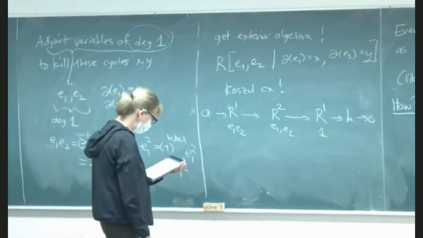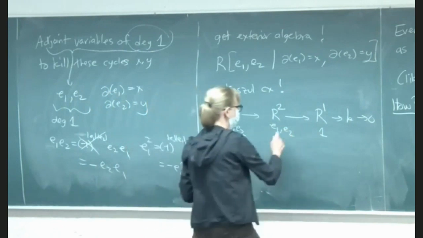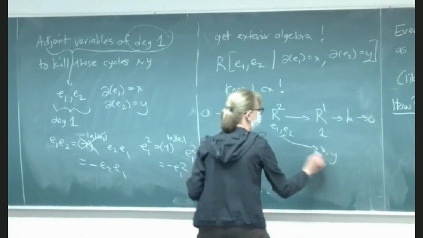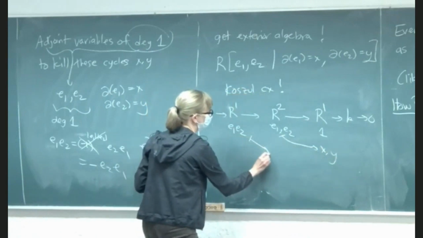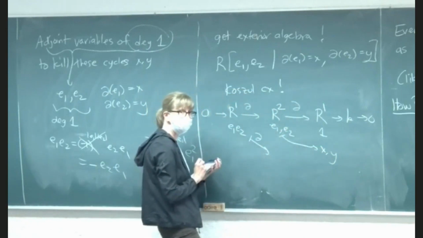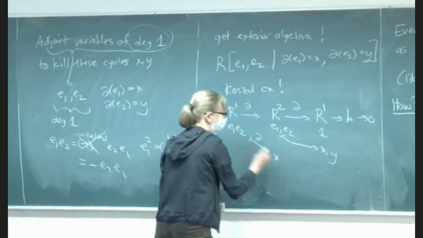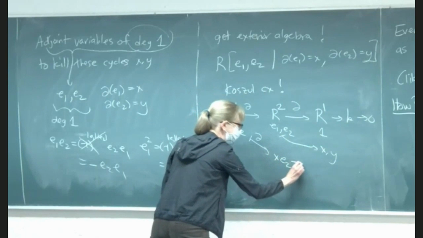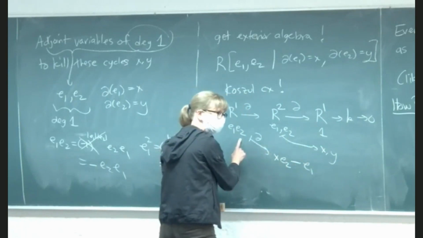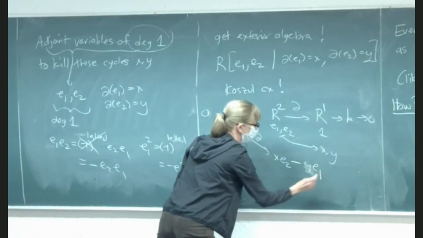Okay, so that's the Koszul complex, and we know where E1 and E2 go. E1 and E2 go to x and y. Where does this go under the boundary map? These are boundary maps right now. So what's the boundary of this? You take the boundary of E1, which is x times E2, minus, because you go over a degree 1 element, E1 times the boundary of E2, which is y. And I'm going to put the y in front, because it commutes.